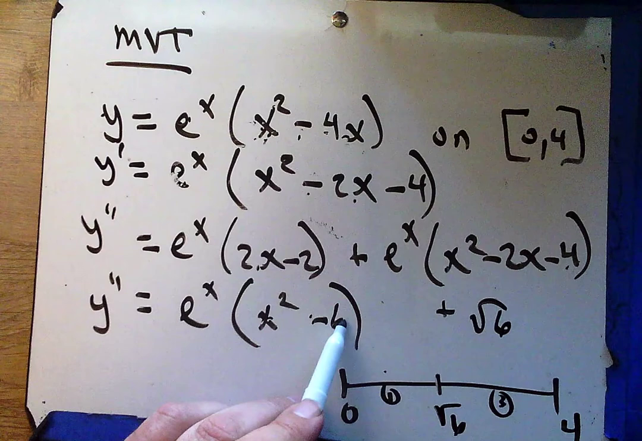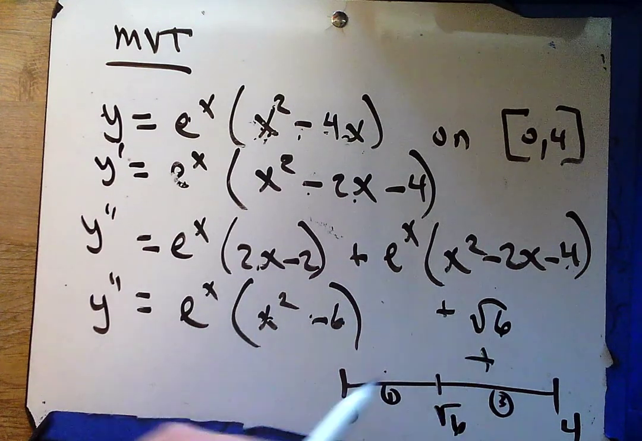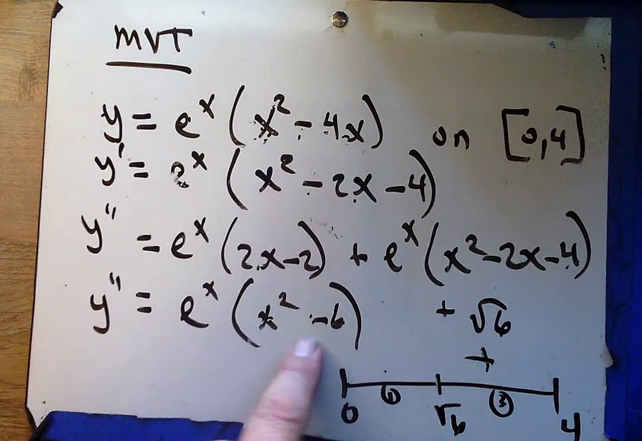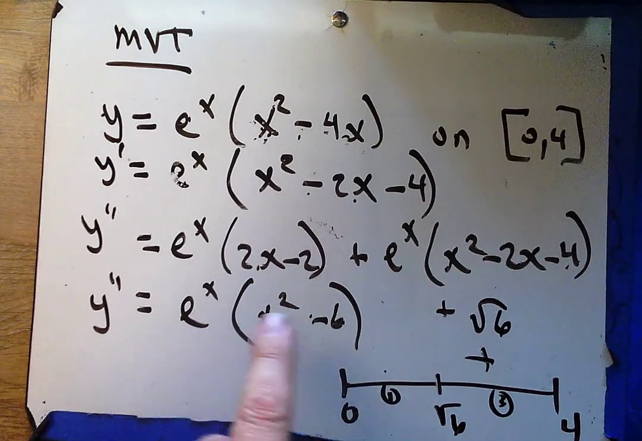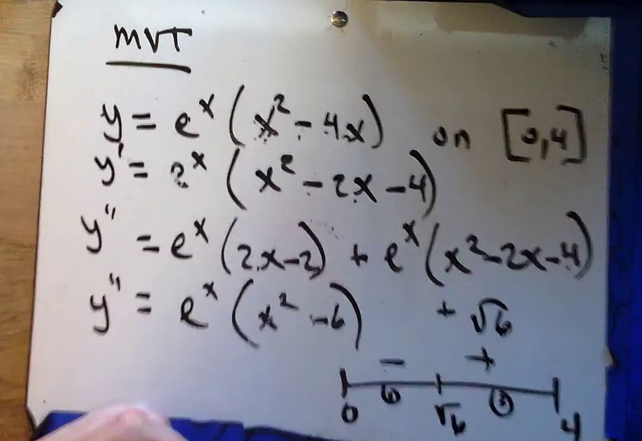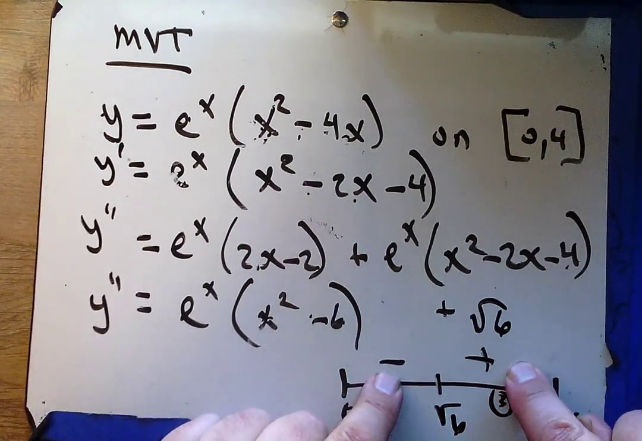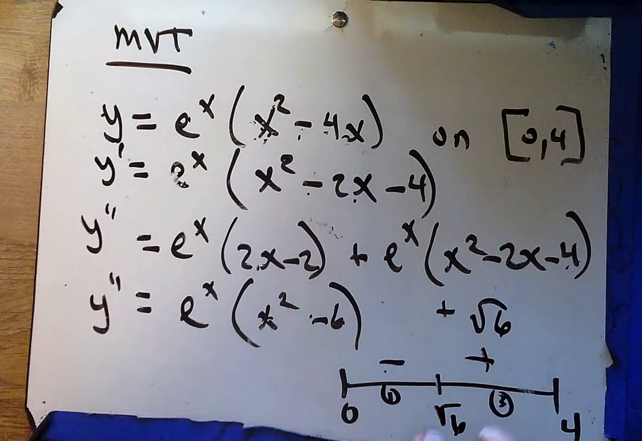9 minus 6, positive times positive. 0, what did I put here? Oh, 1. 1 minus 6 is negative 5 times e to the 1. So positive times negative, I get a negative. Look, I've got a sign change on y double prime. That means this is the location of an inflection point on this graph.